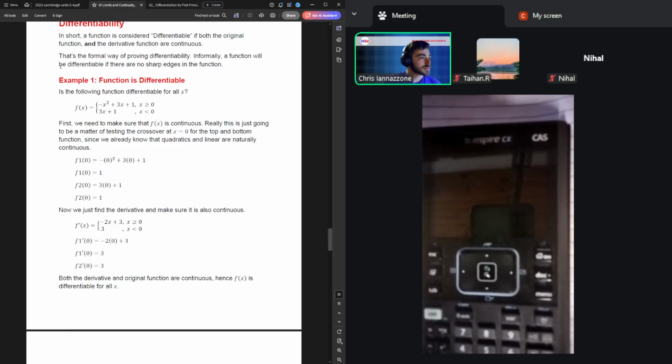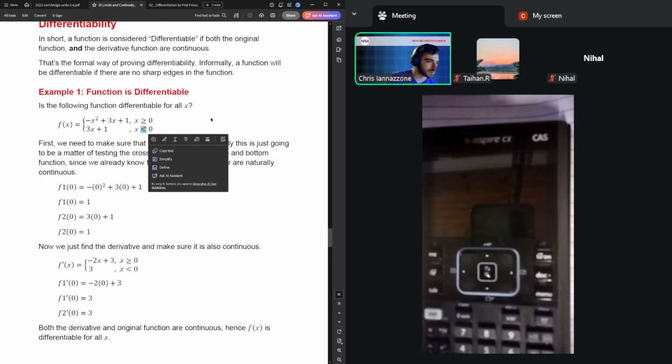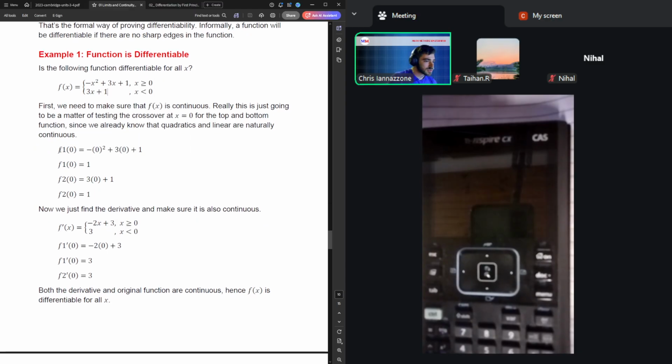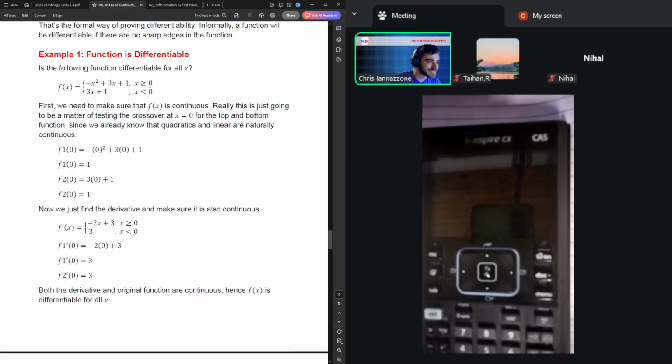Cool, okay, so as far as the differentiability side of things, as I was sort of saying before, you're basically testing that breakpoint, which in this case is going to be x equals 0. It's the handover between the quadratic and the linear. First things first, test if that's continuous. If that's not continuous, then the derivative sure as hell won't be. So test the handover, f1 of 0, f2 of 0, they're both the same thing.